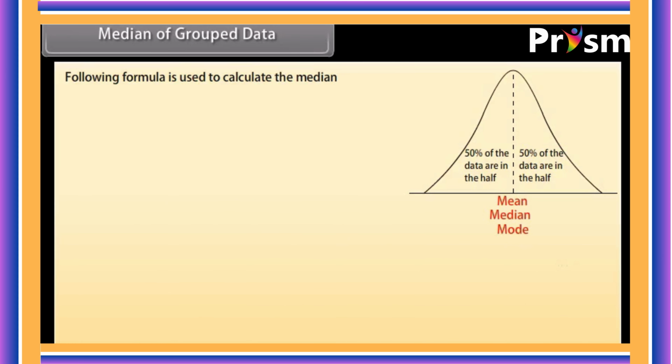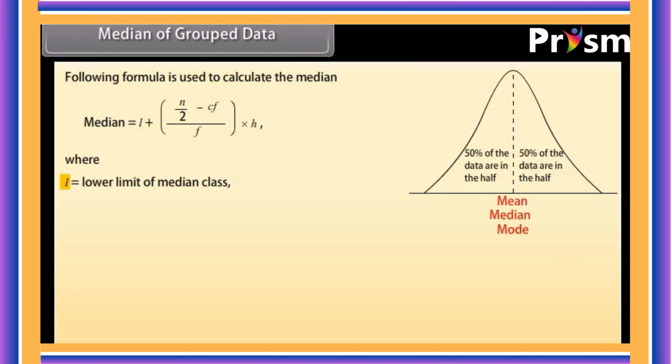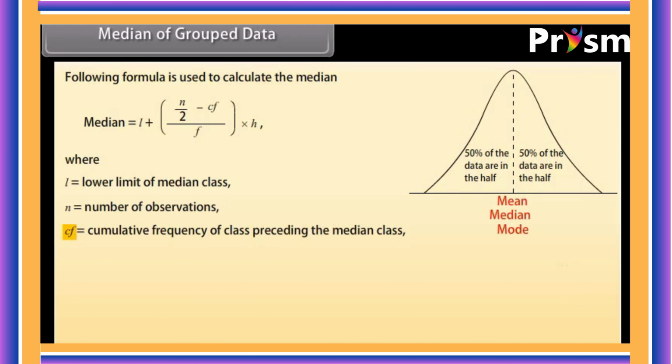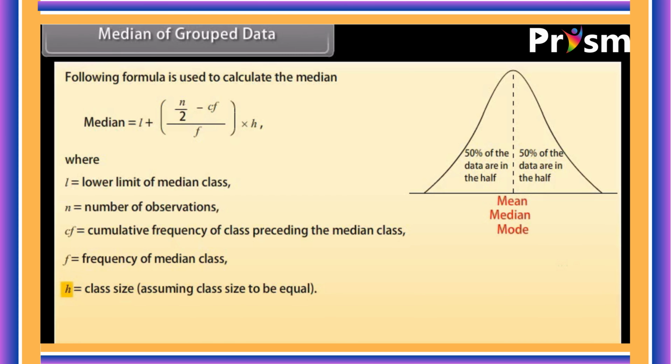Following formula is used to calculate the median: L plus ((n by 2 minus CF) divided by F) multiplied by h, where L is equal to lower limit of median class, n equals number of observations, CF equals cumulative frequency of class preceding the median class, f equals frequency of median class, h equals class size, assuming class size to be equal.